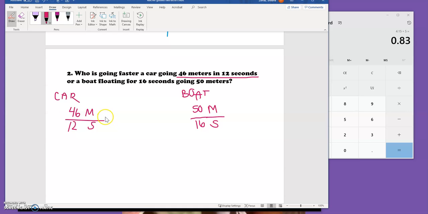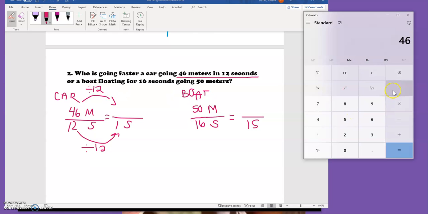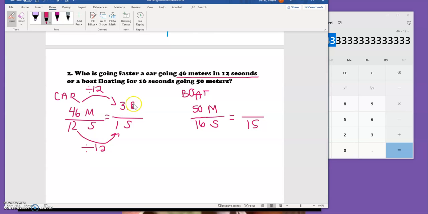And so now again, to compare these 2 speeds, what I'm going to identify is how far they go in 1 second for each of them. And again, I do this by dividing. 12 divided by 12 would be 1, and 46 divided by 12. I can do that on a calculator. And I'll just go 2 decimal places, so 3.83. And then the boat, we're dividing by 16.